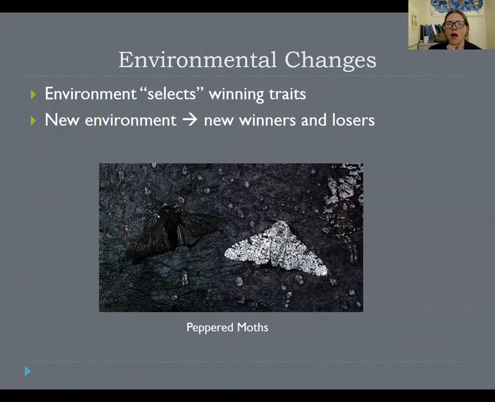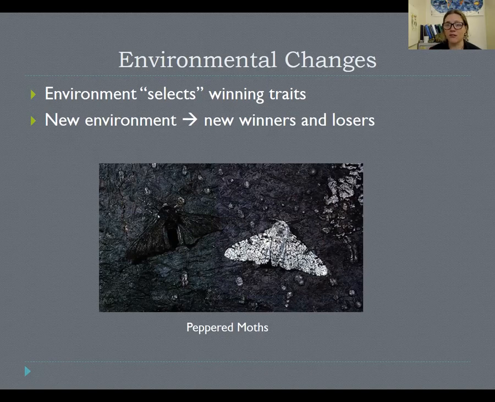And so the predators were eating the white moths rapidly. The darker moths were able to survive and have more babies. And so we saw a very rapid shift in genetic and population traits within the peppered moth towards a much darker makeup of the population, because the environment was changing around them.